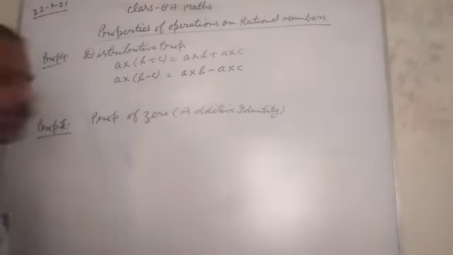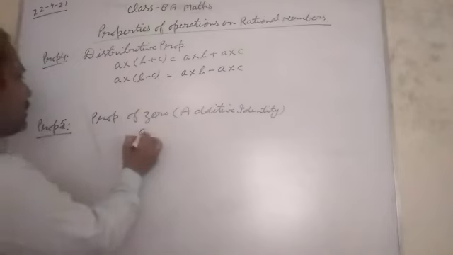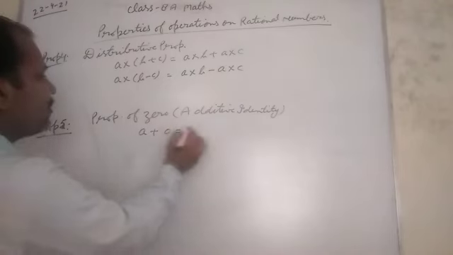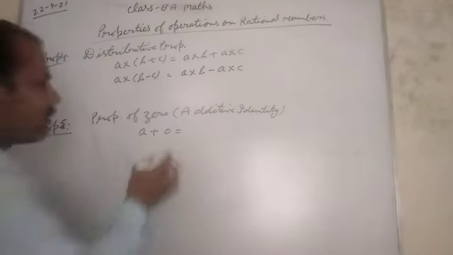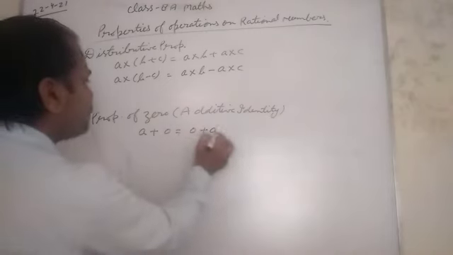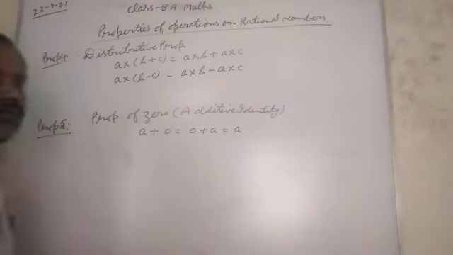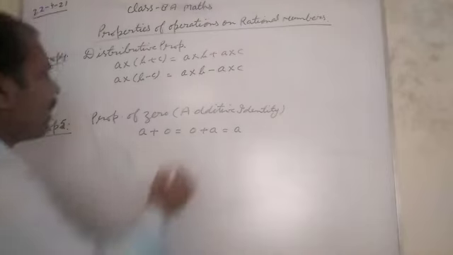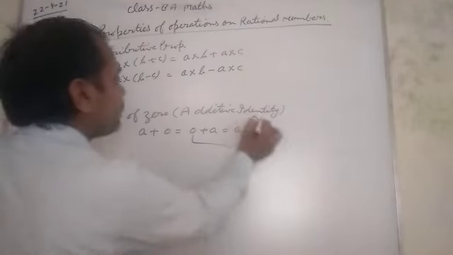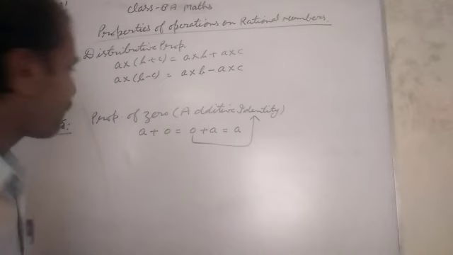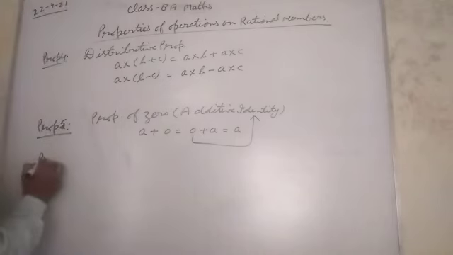So property of zero means additive identity. It means that if we add zero to any number, their sum will be that number. So A plus 0 is equal to 0 plus A is equal to A. So here 0 is the identity. Clear?